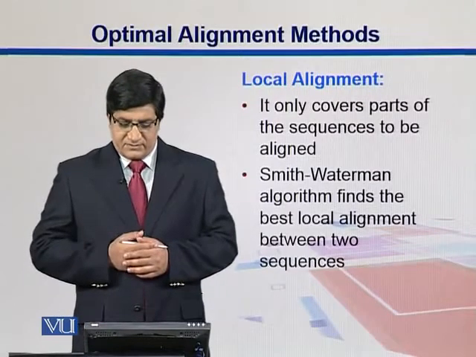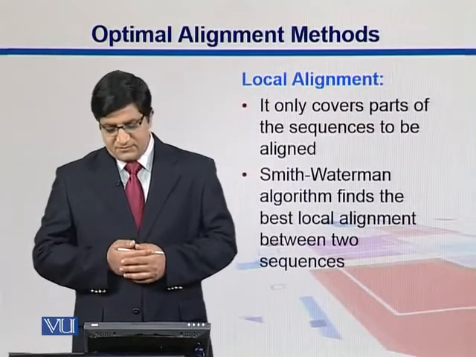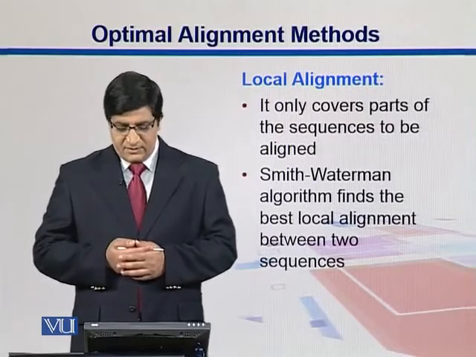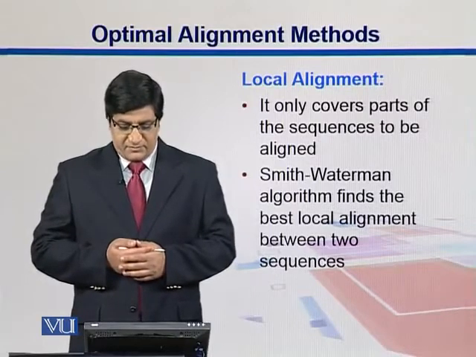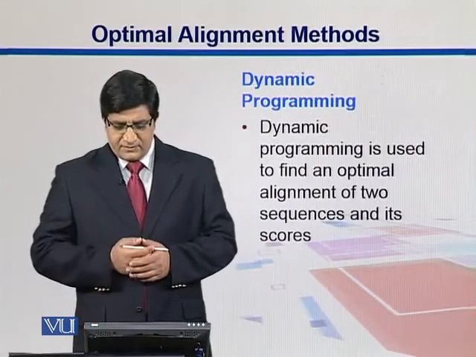Local alignment is when the alignment covers only parts of the sequences, and the algorithm related to that is Smith-Waterman. So the Smith-Waterman algorithm finds the best local alignments between two sequences.